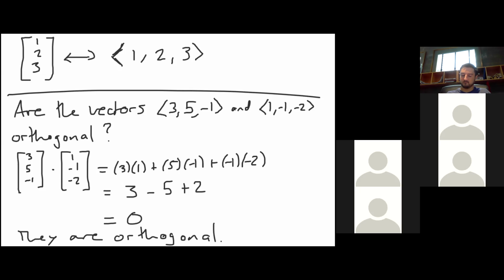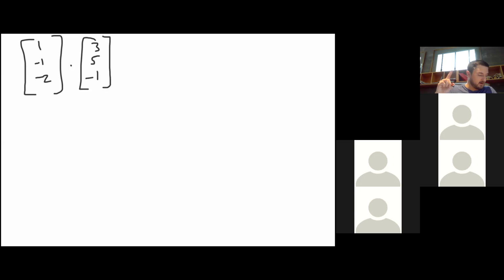So I could do 1, negative 1, negative 2 transpose times 3, 5, negative 1, and get the same answer. Absolutely, so let's do it. 1, negative 1, negative 2, and 3, 5, negative 1. Right, those are the correct ones. So again, this is, like you said, 1, negative 1, negative 2, the transpose of that first one, times 3, 5, negative 1.